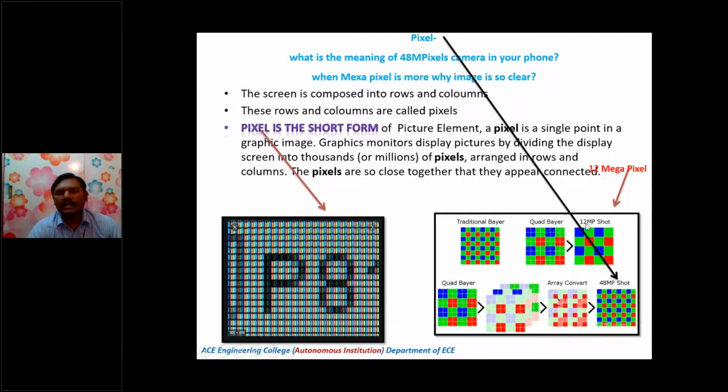So here you can see a 12 megapixel shot and a 48 megapixel shot. The image is so clear if it has more megapixels. That's why mobile phone companies also highlight this term in terms of camera: 12 megapixel, 16 megapixel, and 48 megapixel cameras. Because the more megapixels, the clearer the image.